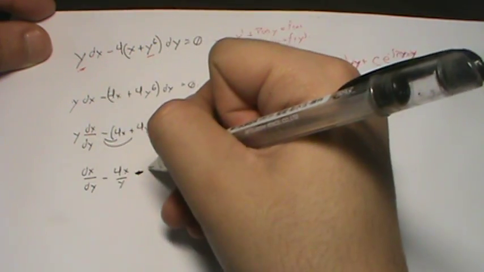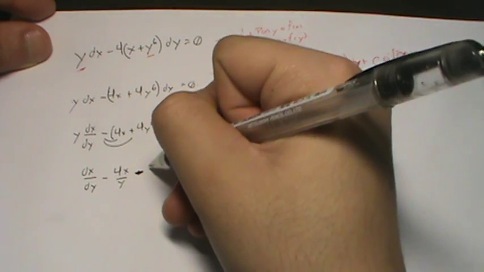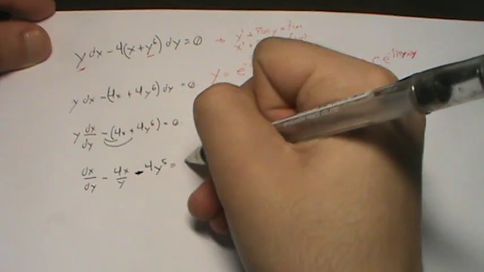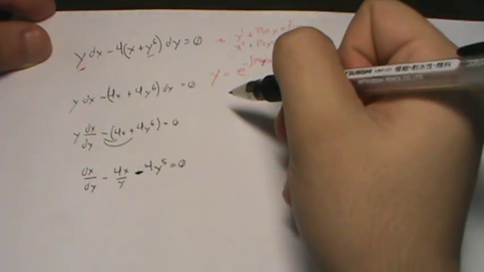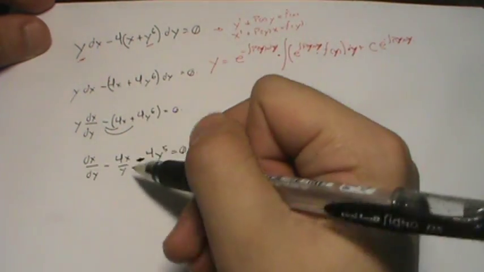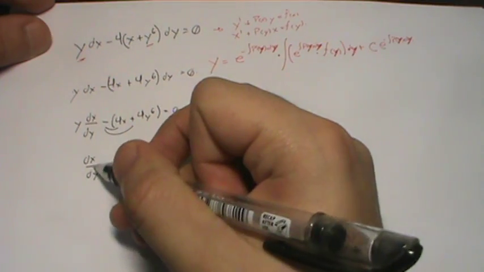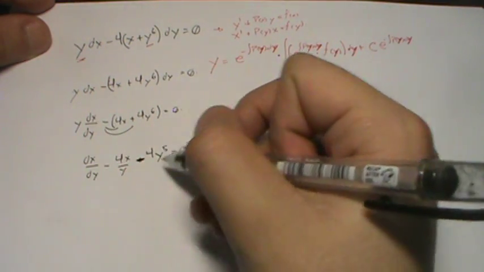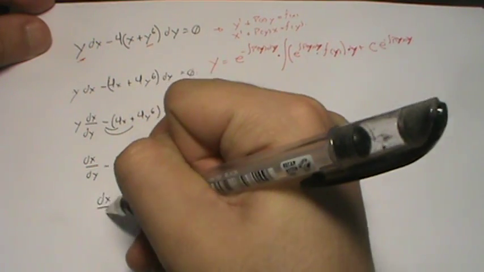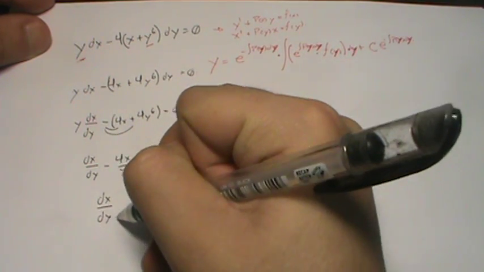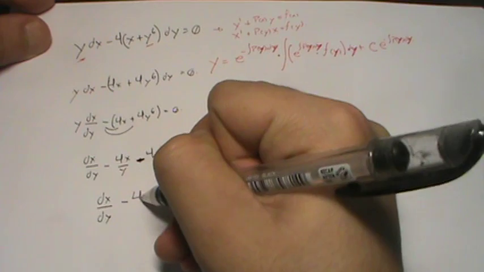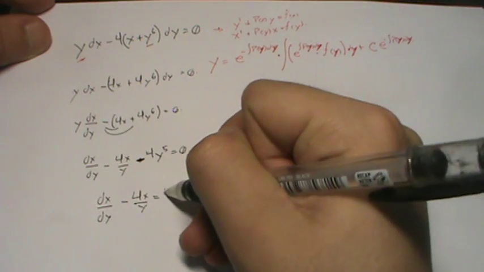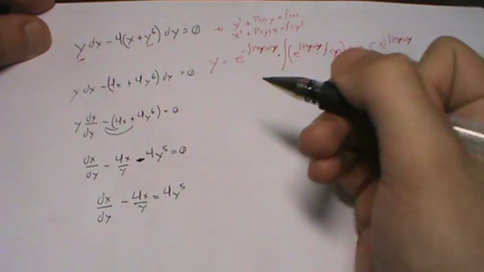plus, sorry, we also multiply this minus, remember, minus 4y fifth equals 0. So one y cancels the other. And now these both are terms of x, and in order for this to be f of x, it has to be on the other side. So we have dx over dy minus 4x over y equals 4 of y fifth.